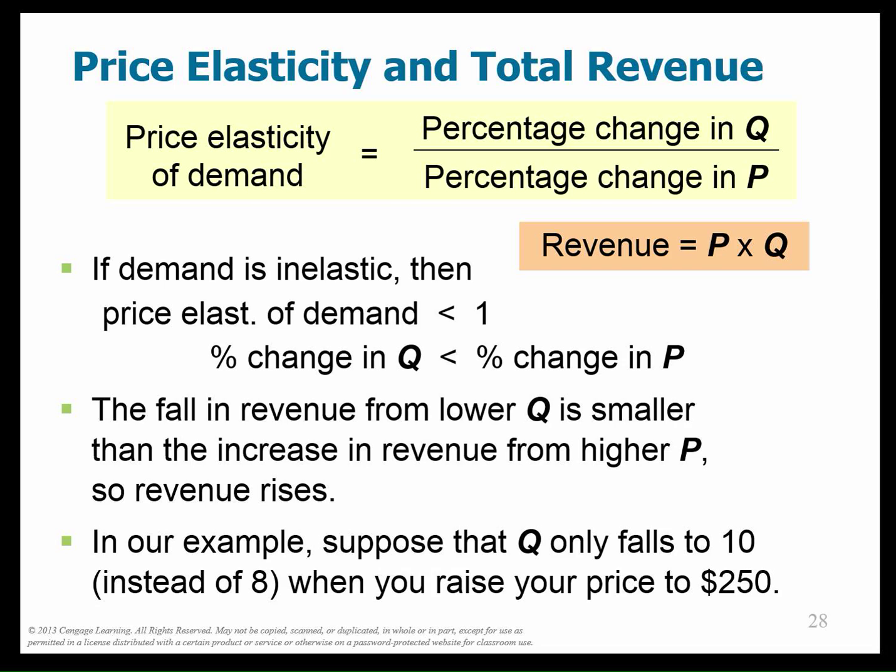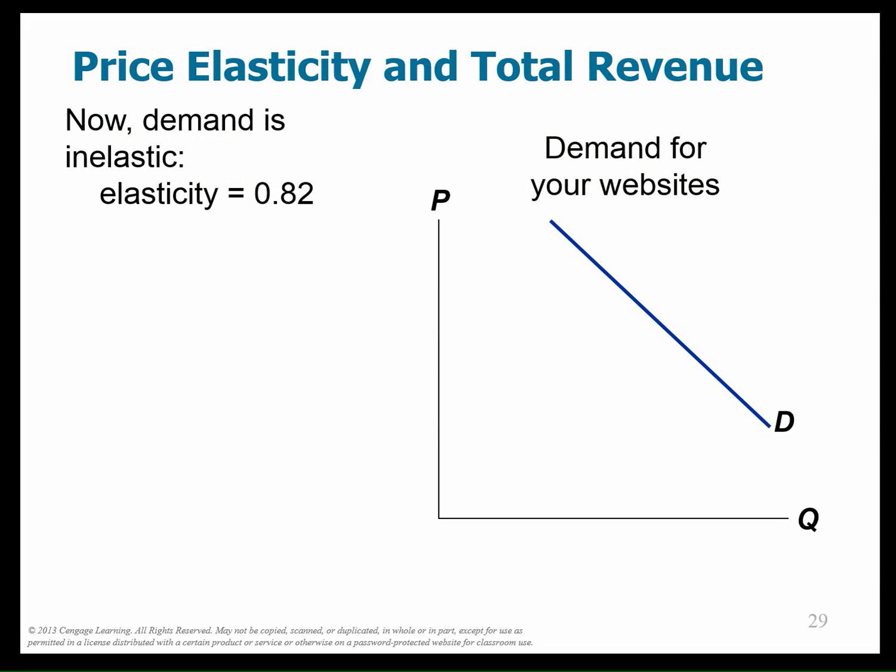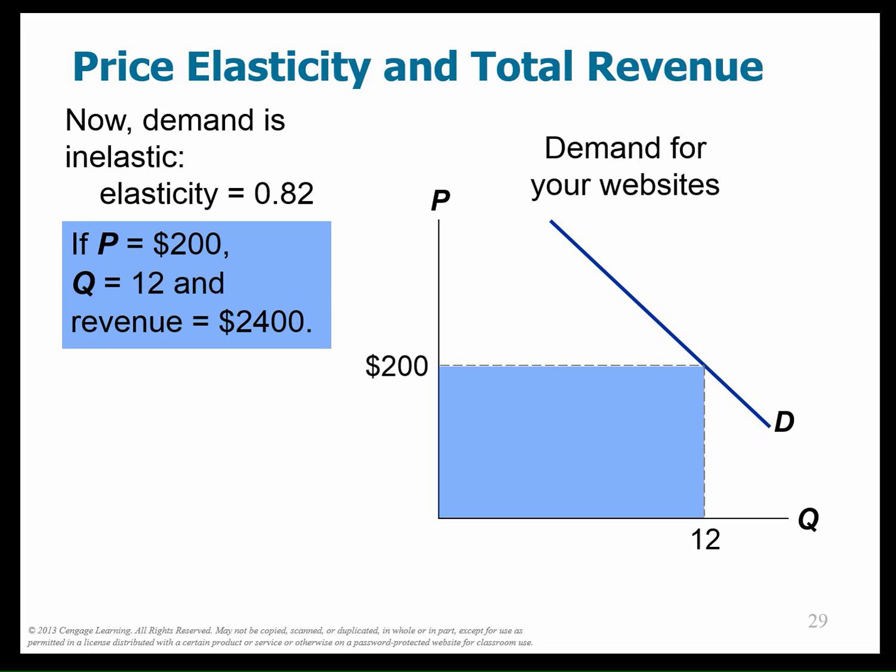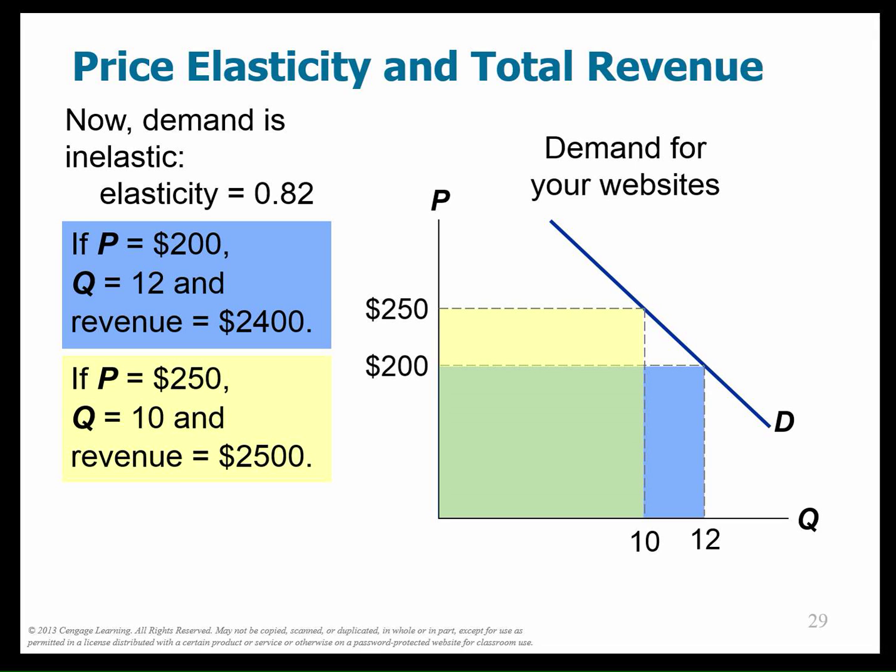Suppose that Q only falls to 10 instead of 8 when you raise your price to $250. So I have a steeper demand curve drawn. The elasticity is 0.82. Here are the two revenues. In case you're not understanding how we're calculating the revenue here, it's very, very simply P times Q. So if I'm selling at $250, I'm selling 10 units. That's the same thing as finding the area of that box. The area of this box is the revenue, 250 times 10, and that's where we get $2,500 from. Okay, that's how I'm finding my revenue.